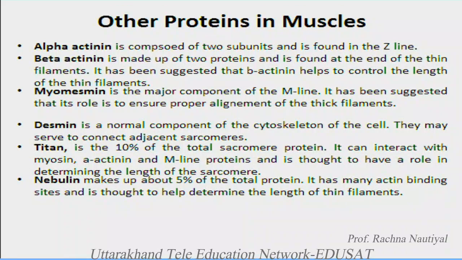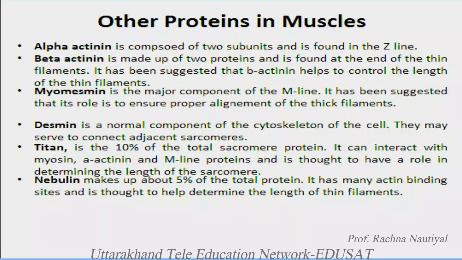Desmin is a normal component of the cytoskeleton of the cell. They may serve to connect adjacent sarcomeres. Desmin is for the connection between the sarcomeres. Titin is 10% of the total sarcomere protein. It can interact with myosin, alpha-actinin and M-line proteins and is thought to have a role in determining the length of the sarcomere. So again, titin is for the length of the sarcomere.